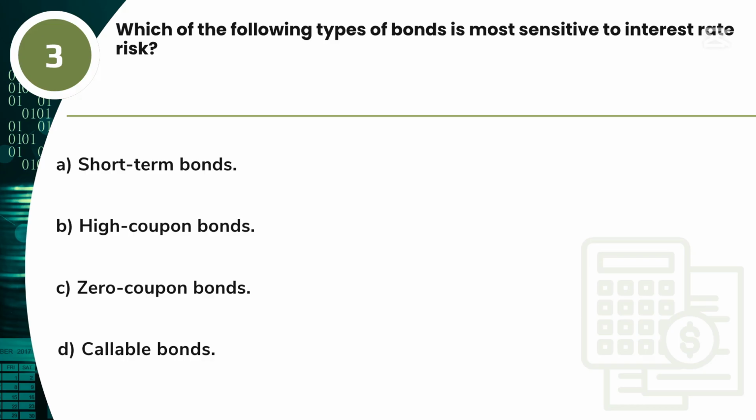Question 3. Which of the following types of bonds is most sensitive to interest rate risk? A. Short-term bonds. B. High-coupon bonds. C. Zero-coupon bonds. D. Callable bonds.